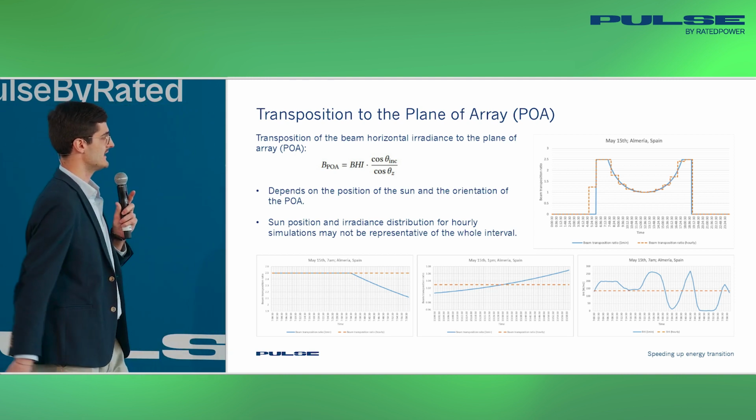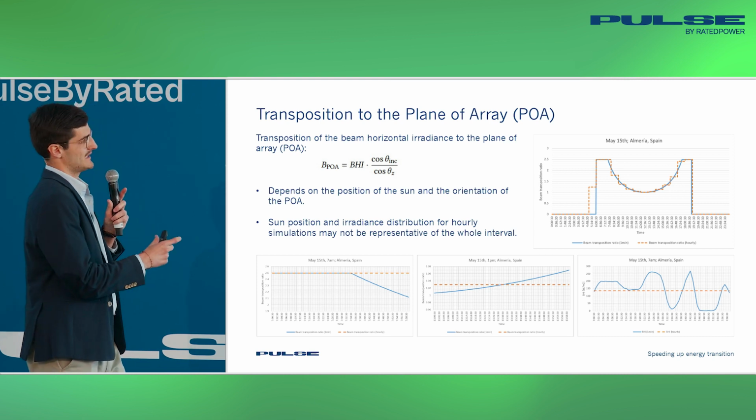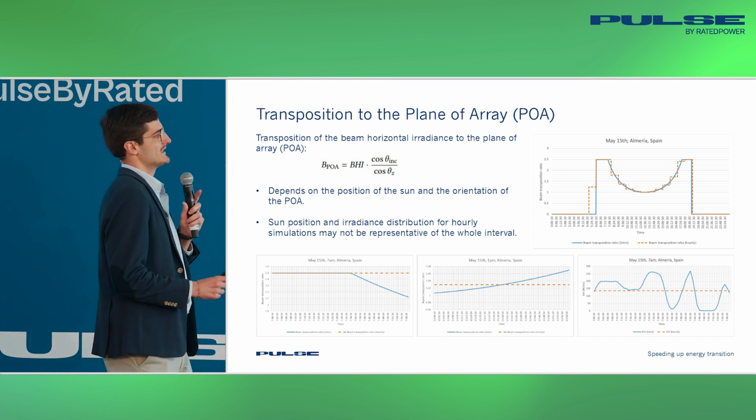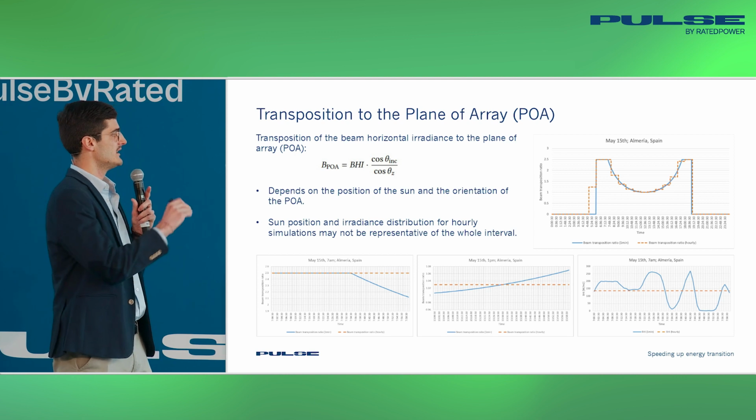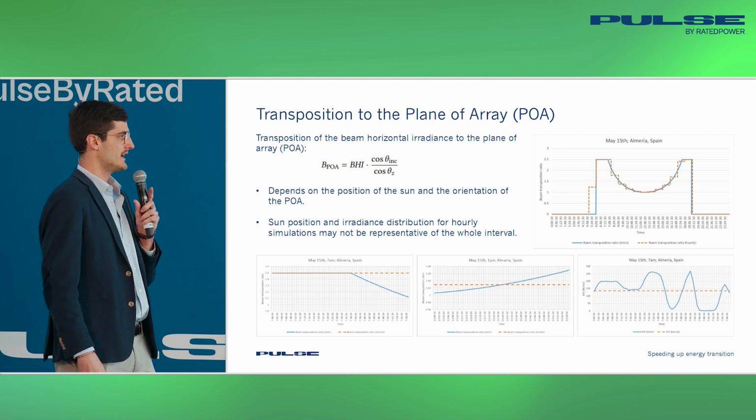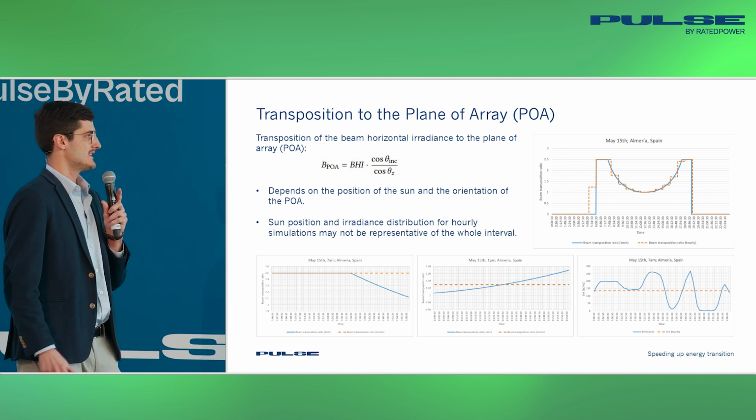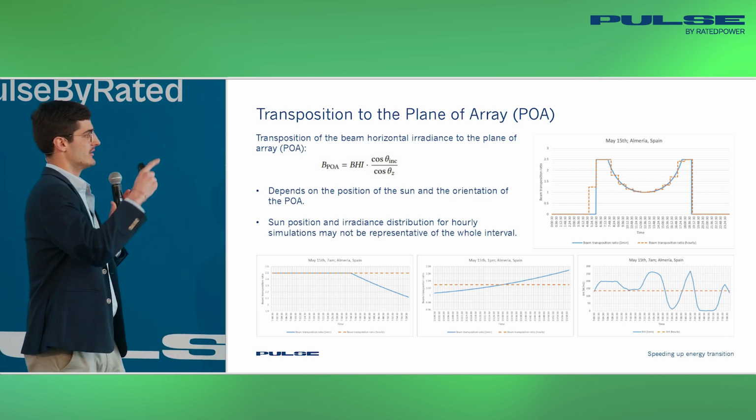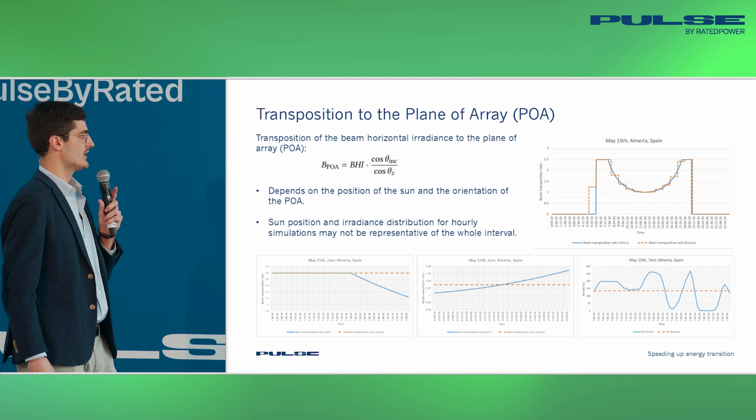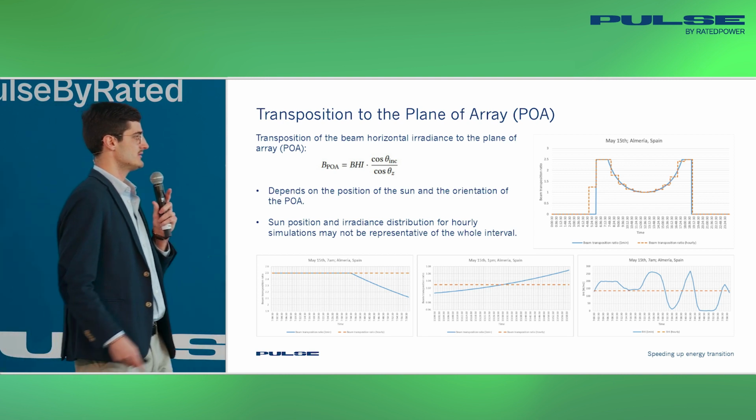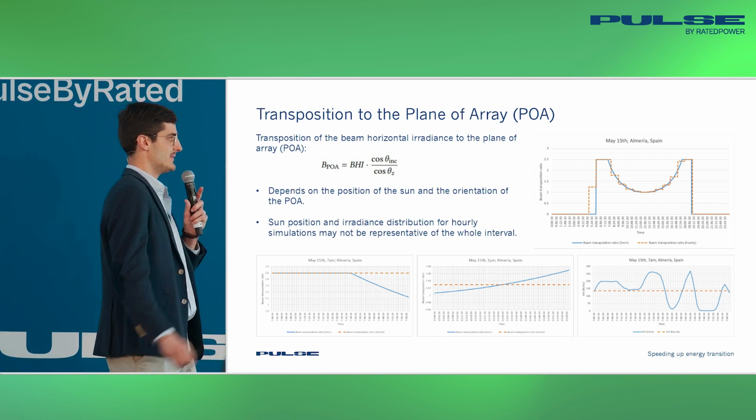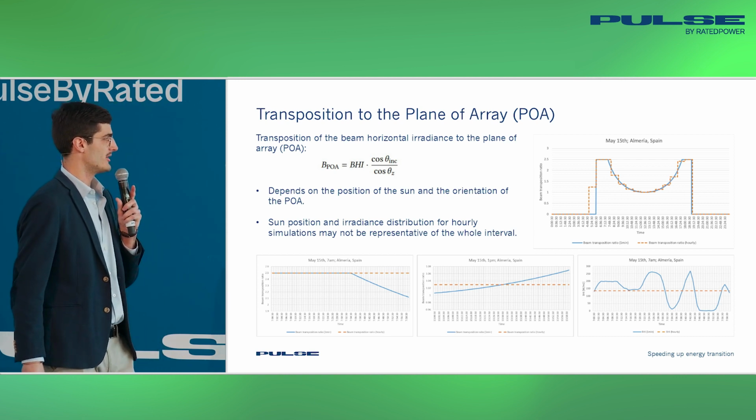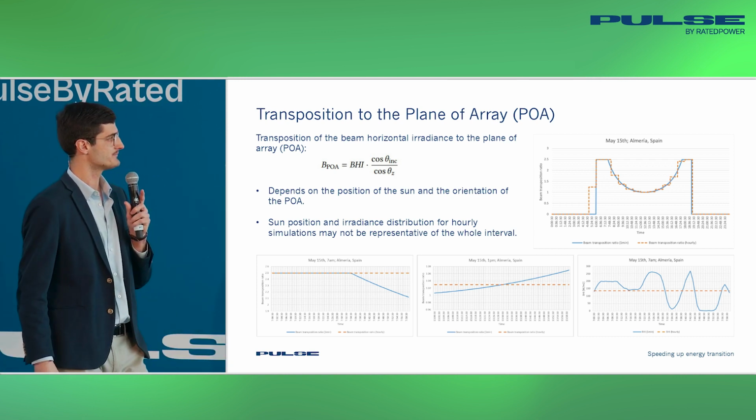For the second graph, we have the same but for 1 p.m. Here we can see how the value that we are taking for the hourly simulations seems to be more representative of the whole interval. So we are going linearly with the 1 minute simulation, and for hourly we are taking kind of the average value for the whole hour.